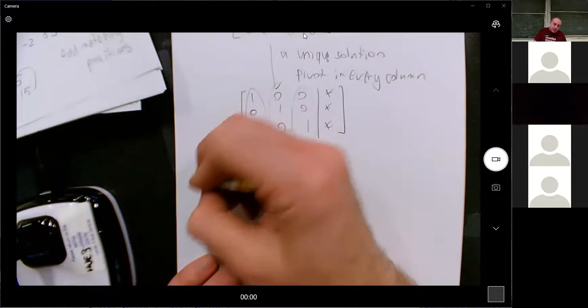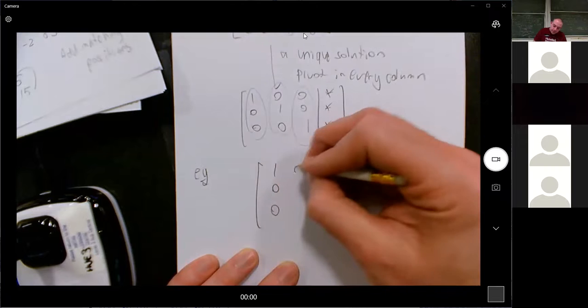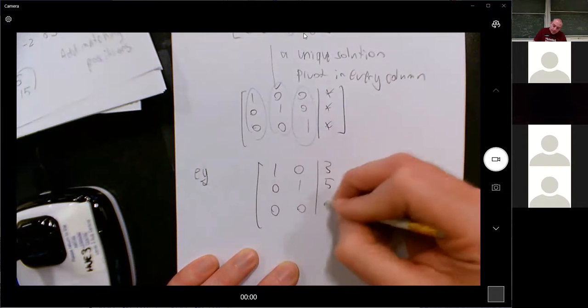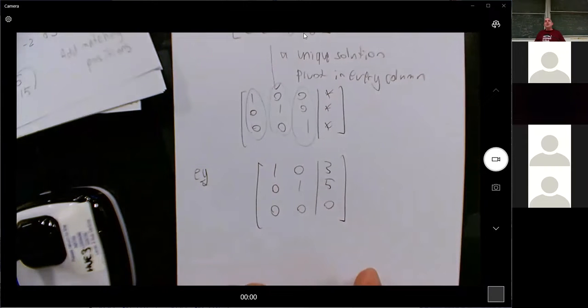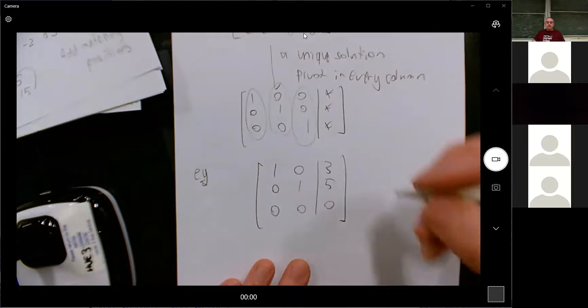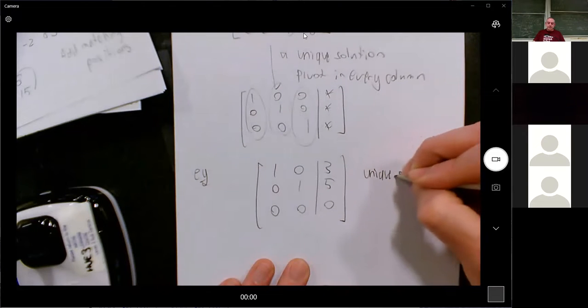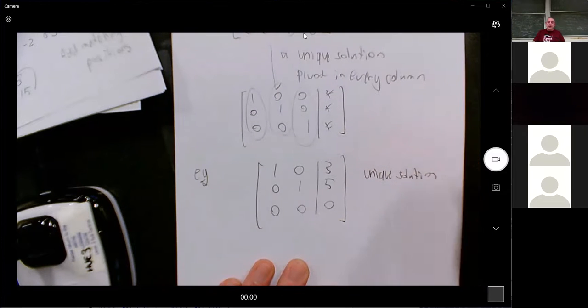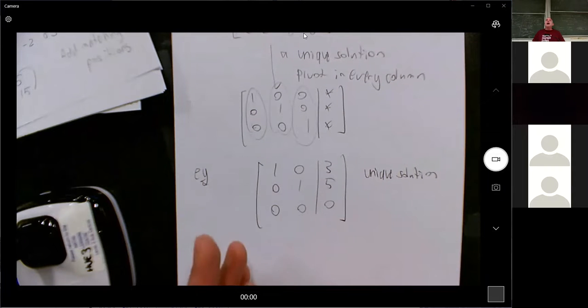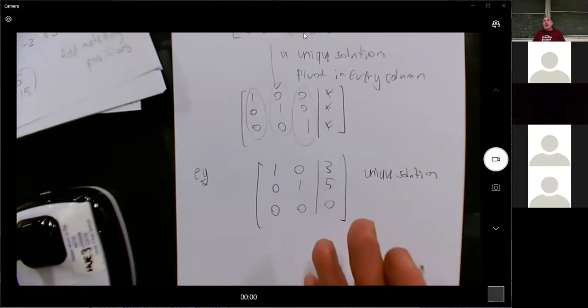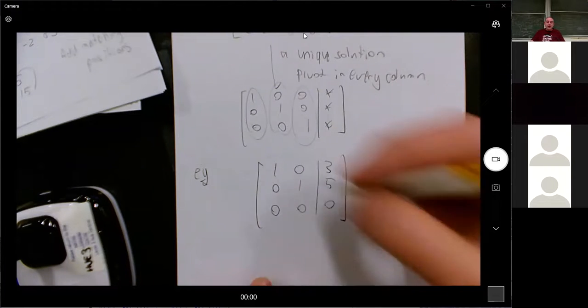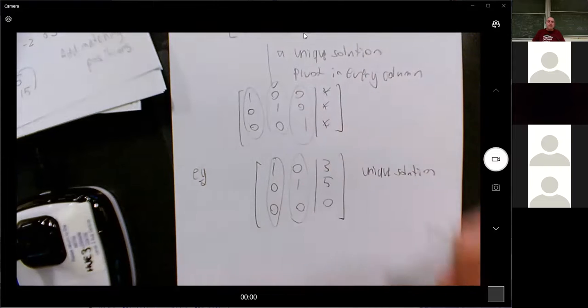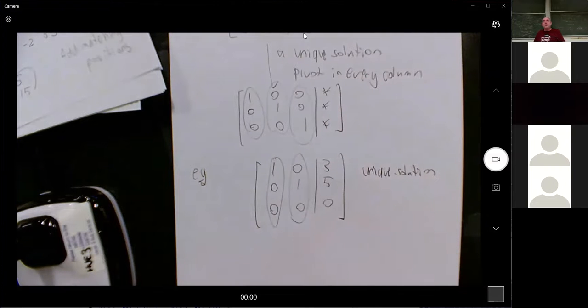But I'm going to say one more thing. This is still a unique solution. It doesn't matter how many rows of zeros there are. That doesn't make any difference to whether it's a unique solution or not, other than preventing there from being pivots in places. So because there is a pivot column in both columns, it's a unique solution. The rows of zeros are irrelevant to that.